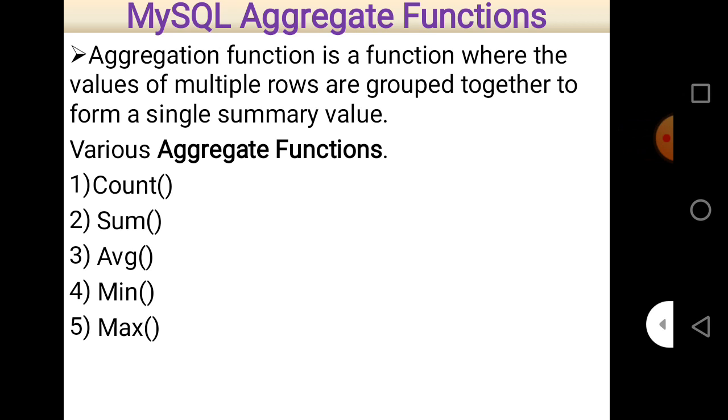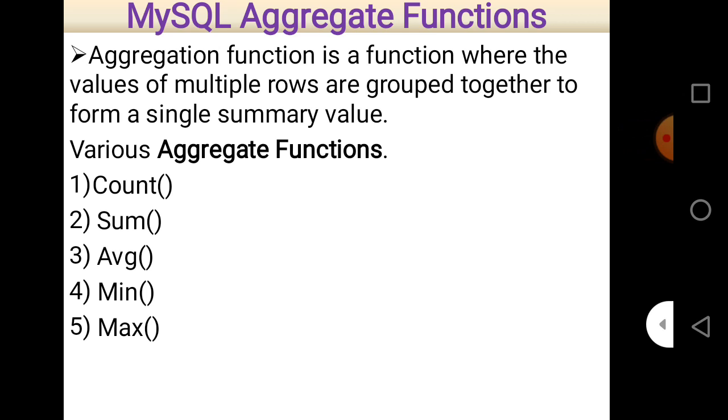So we already discussed the count function in our previous lecture, and in this lecture we are going to discuss the sum function. First of all, what is an aggregate function? An aggregate function is a function where the values of multiple rows are grouped together to form a single summary value. That's why they are called aggregate, because they aggregate, or sum up, all the values into a single one.